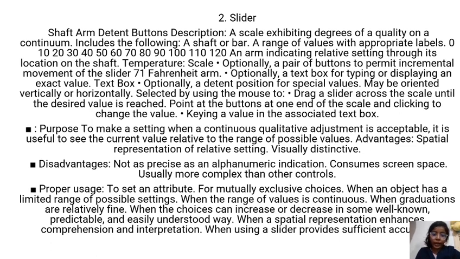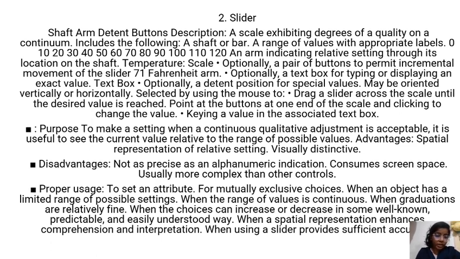So the buttons at the end of the scale change the value when clicked. Keying the value associated with the text box makes it possible to make continuous qualitative adjustments, and it can be useful to see the current value related to the range of possible values. Advantages include spatial representation of relative settings and visual distinctiveness.